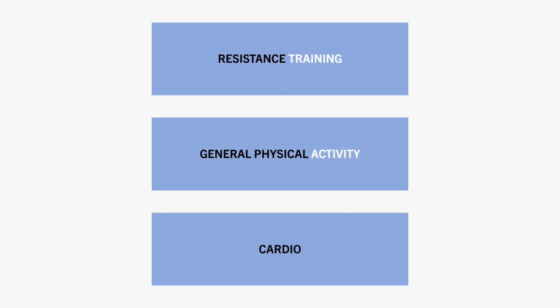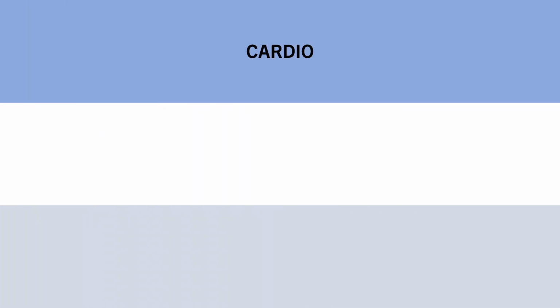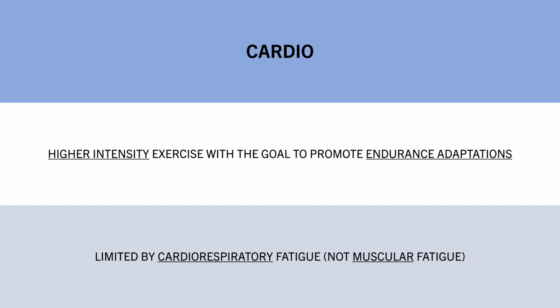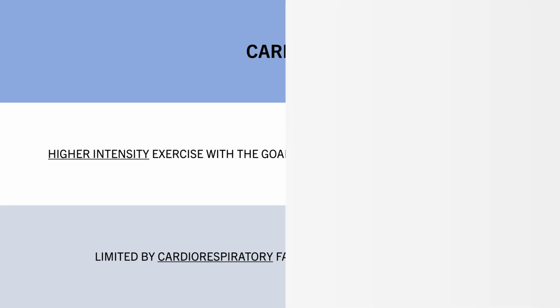And the last form of exercise to discuss is cardio. There isn't really a true definition of what cardio is, but we can distinguish cardio from general physical activity by intensity. Cardio is generally of higher intensity with the goal of promoting some sort of endurance adaptations. Furthermore, we can also distinguish cardio from resistance training by what is the limiting system. With resistance training, local muscular fatigue is what limits how much we can lift or how many reps we can perform. Whereas for cardio, fatigue of the cardiorespiratory system is the limiter of how fast or how long we can perform cardio for.